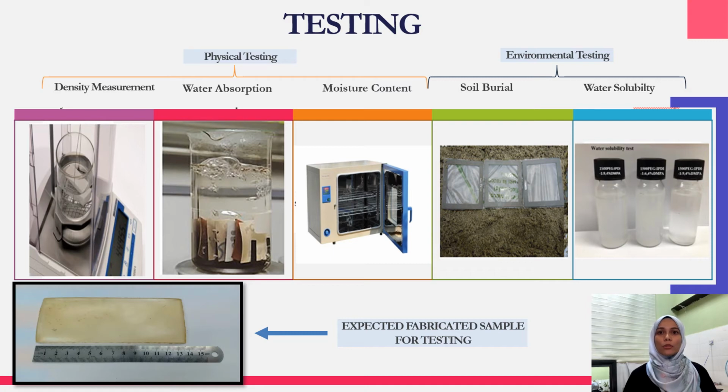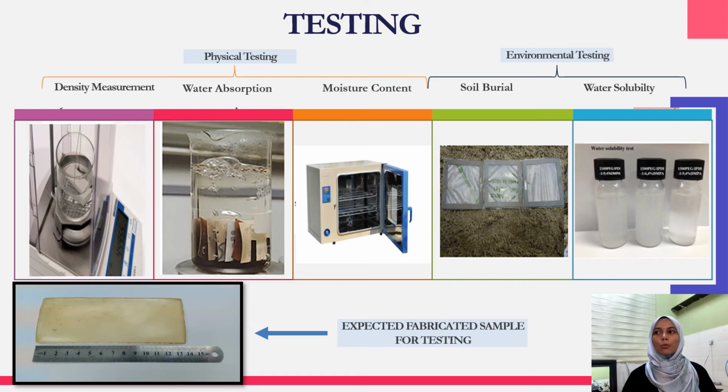Next, the water absorption testing follows ASTM D570, where the sample is dried at 100 degrees Celsius, and then it will be soaked in water for 24 hours. The sample beforehand must be cut into this shape to allow even permeation of water into the sample. And then the increase in weight is the amount of water absorption of the sample.